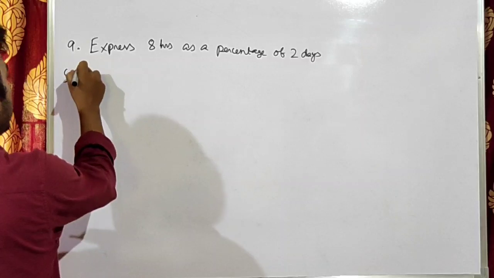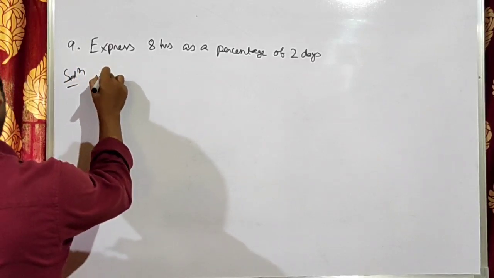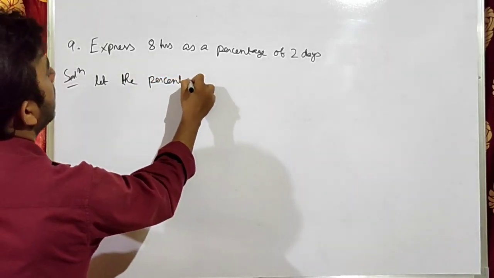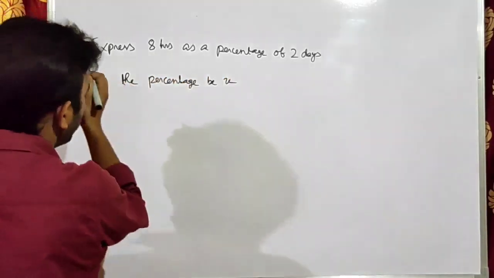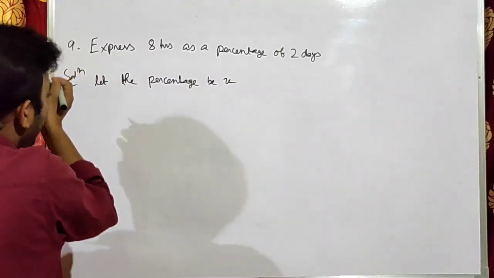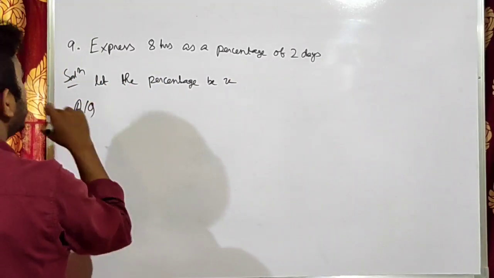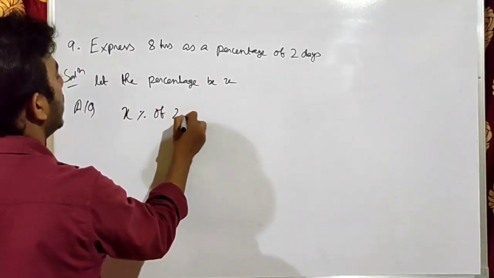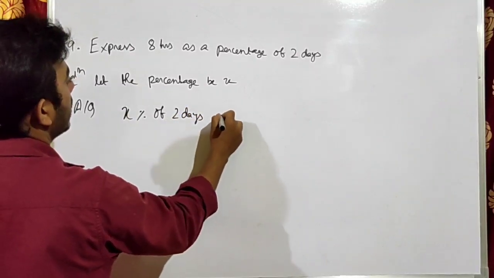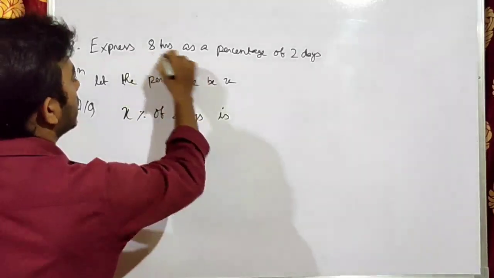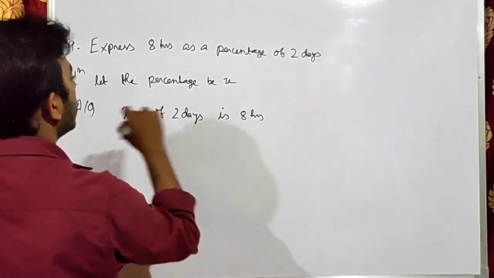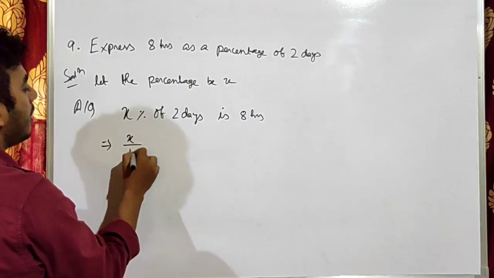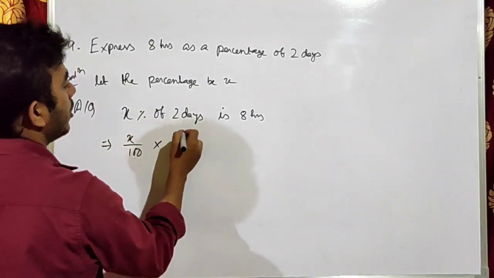So first thing we have to consider: let the percentage be x. So we write, let the percentage be x. The next thing, according to the question: x percent of 2 days is 8 hours, right? So we write x percent means x by 100. Then of means into 2 days.